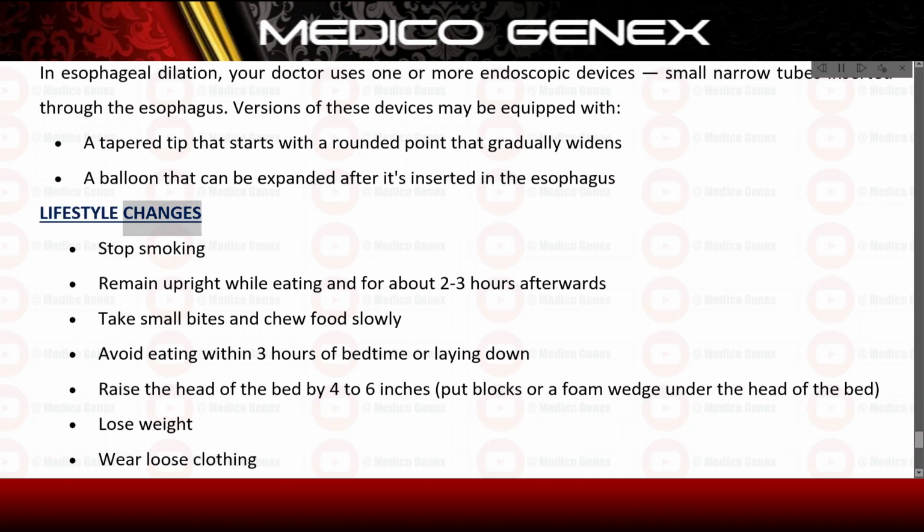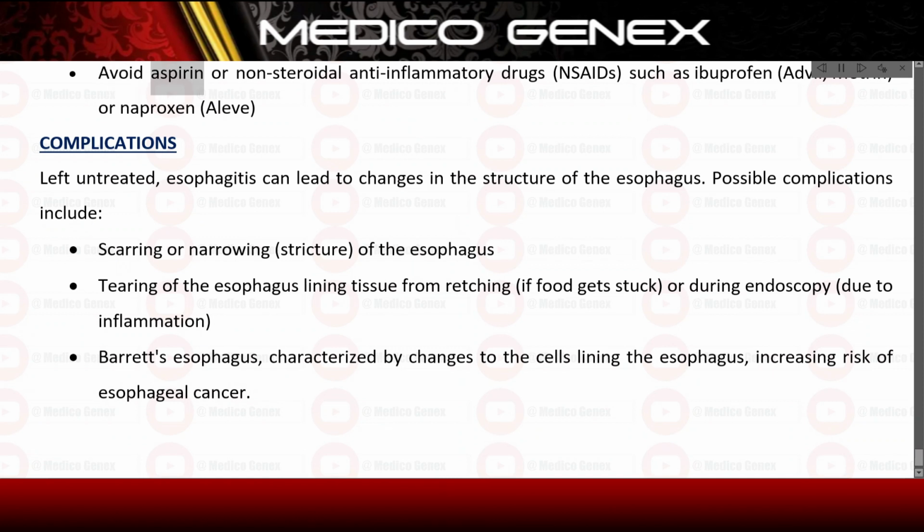Lifestyle changes. Stop smoking. Remain upright while eating and for about 2 to 3 hours afterwards. Take small bites and chew food slowly. Avoid eating within 3 hours of bedtime or lying down. Raise the head of the bed by 4 to 6 inches. Put blocks or a foam wedge under the head of the bed. Lose weight. Wear loose clothing. Avoid aspirin or non-steroidal anti-inflammatory drugs, NSAIDs, such as ibuprofen, Advil, Motrin, or naproxen, Aleve.